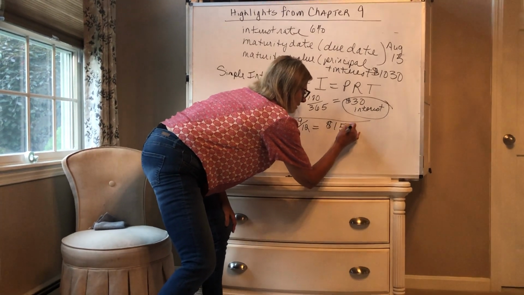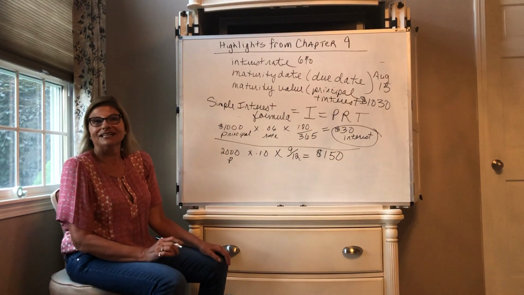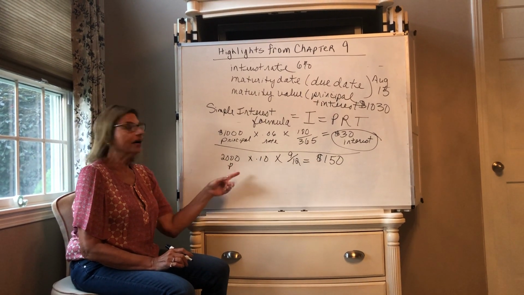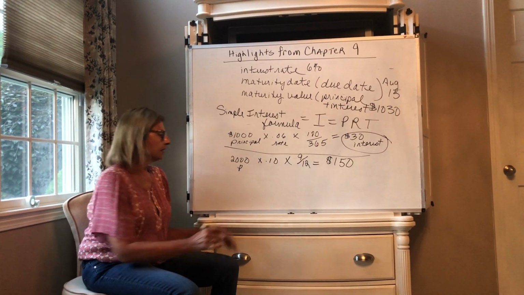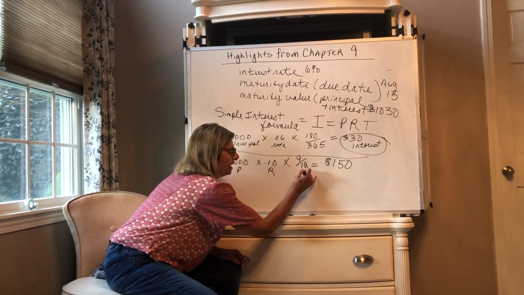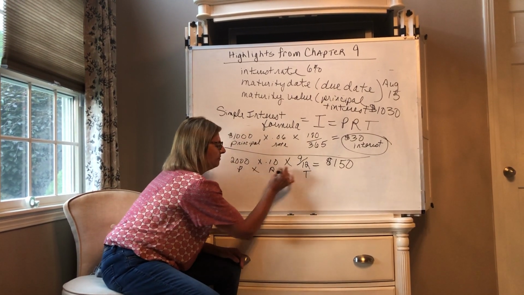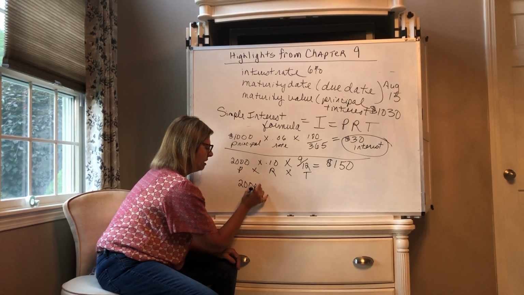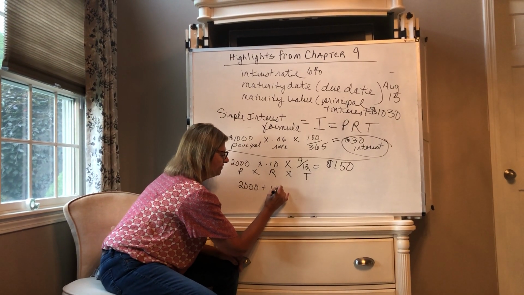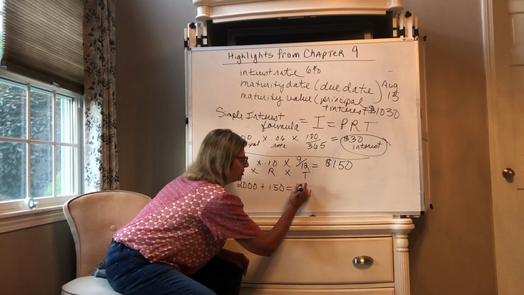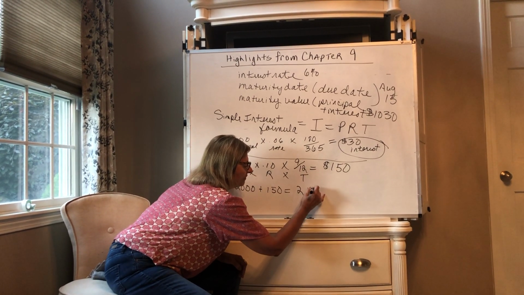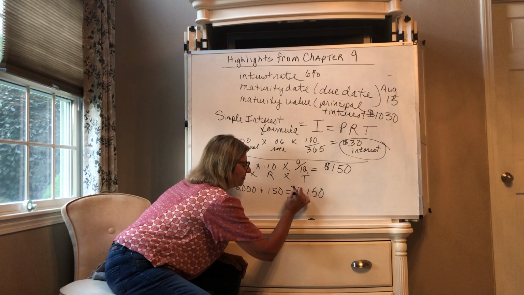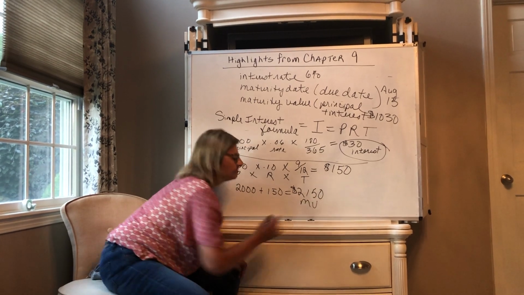So in 9 months you're going to collect, rate, time. You're going to collect $2,000 principal plus $150 interest, maturity value $2,150, MV.